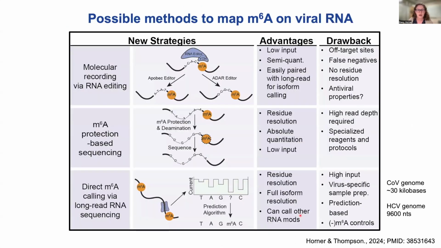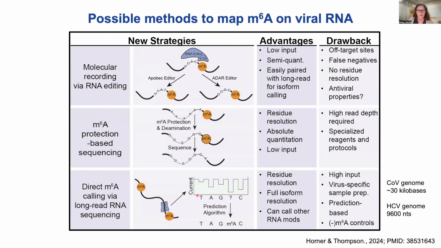So how can we map M6A in viral RNA? I told you we can combine those kinds of methods. And if we think going forward, there are 3. One is using a technique that we call molecular recording, and I'll show you what that is. The next would be using M6A protection-based sequencing strategies like GLORI. That's one of the methods. And the last would be doing direct M6A calling via long-read RNA sequencing, which is kind of what you're talking about in the class.